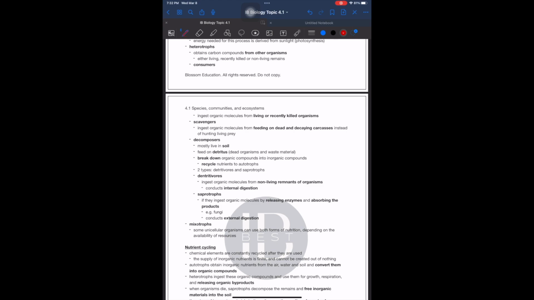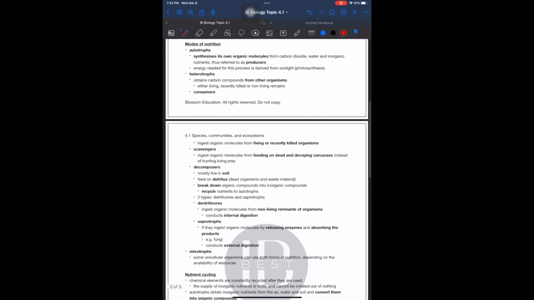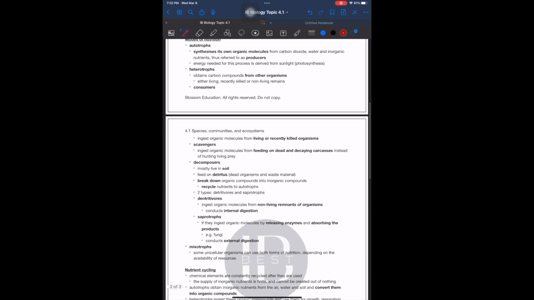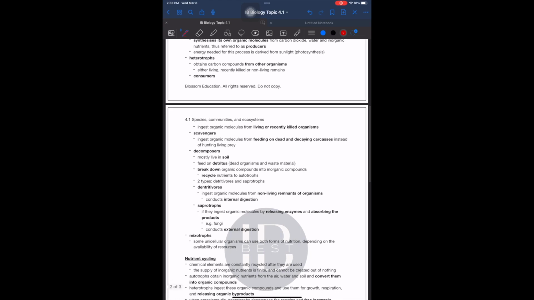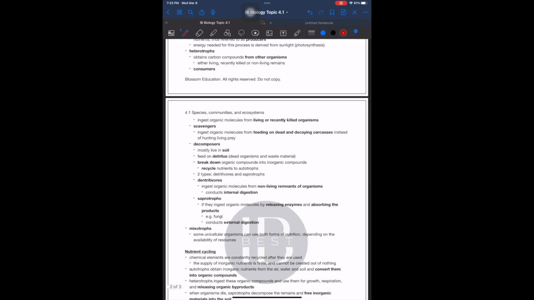And the final type of modes of nutrition would be mixotrophs. They're under the same level as autotrophs and heterotrophs, but they are rarely talked about because there aren't a lot of them, and we will only see them in some unicellular organisms where they can use both forms of nutrition, both heterotrophic as well as autotrophic. However, this is dependent on the availability of the resources in their surrounding environment.